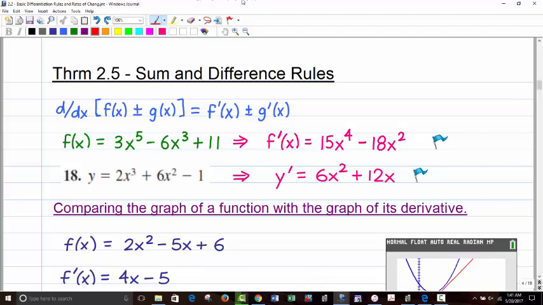So we have 5 times 3, bring down, is 15. 5 minus 1 makes 4. This one, you bring the 3 down. 3 times negative 6 is negative 18. Subtract 1 from the exponent, makes it x squared. Now, this 11 at the end, it's by itself. There's no variable, so the derivative of any number without a variable is 0. Of course, mathematically, you could write plus 0. It would look silly, but you don't need to put the 0 there.